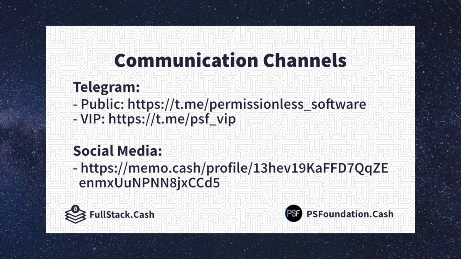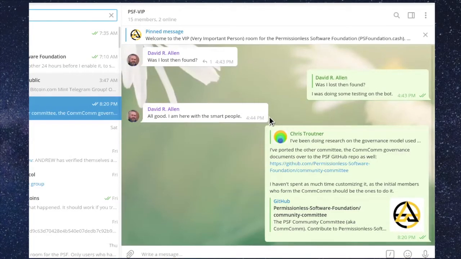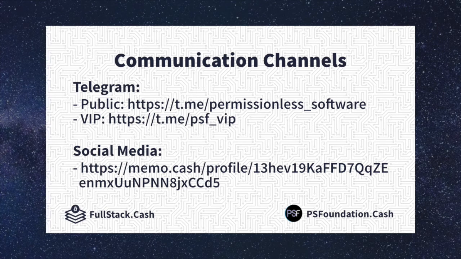We have a second public Telegram channel called PSF Vip, and this is new. So VIP stands for very important person, and this is what the channel looks like here. The difference is that while anyone can view that channel, by default, messages are automatically deleted. In order to be able to speak in that channel, you have to prove to the bot that you have a merit score of 30,000, which I'll go into more detail on in a minute, but essentially you have to prove that you have skin in the game.